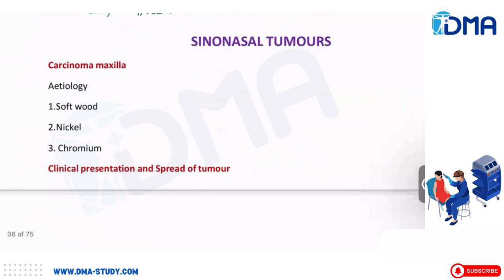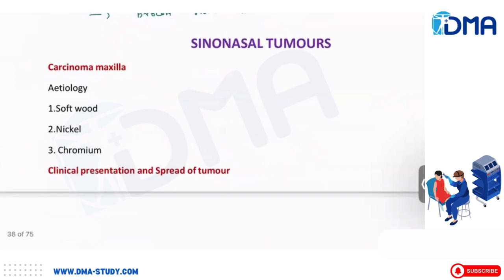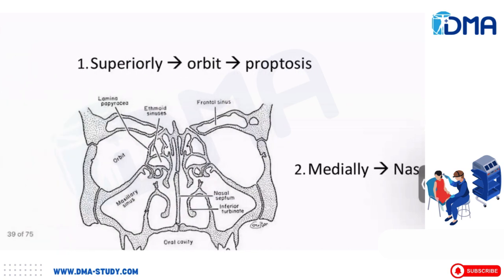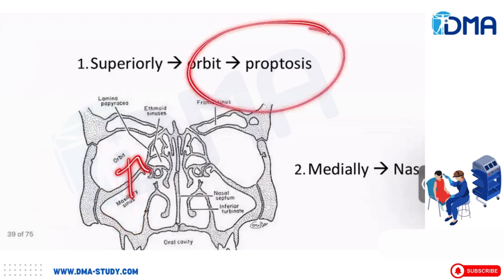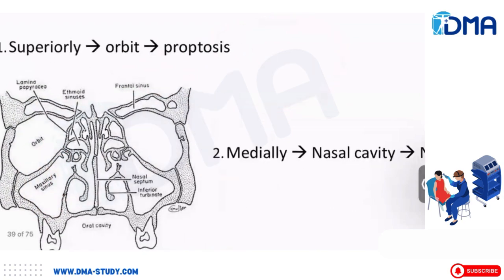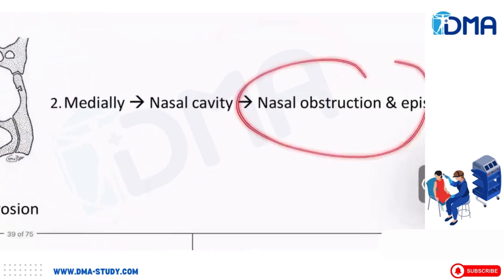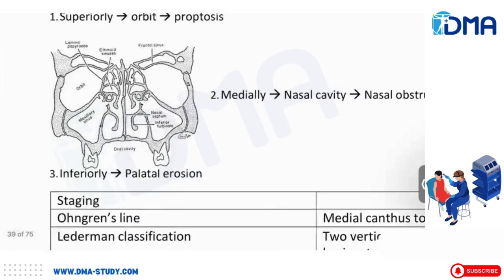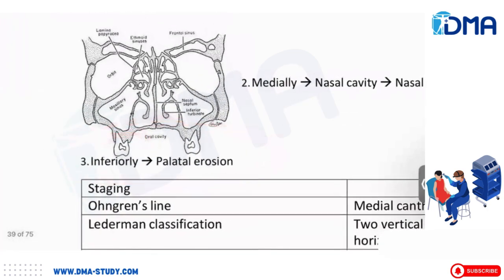The carcinoma maxilla is the most common sinonasal tumor. It could happen due to etiology such as softwood, nickel, chromium. The clinical presentation is, see, this is the position of the maxillary sinus. It's very easy to understand. It could go superiorly to cause proptosis. It could go medially to enter into the nasal cavity and cause nasal obstruction and epistaxis. It could come inferiorly to cause palate erosion.